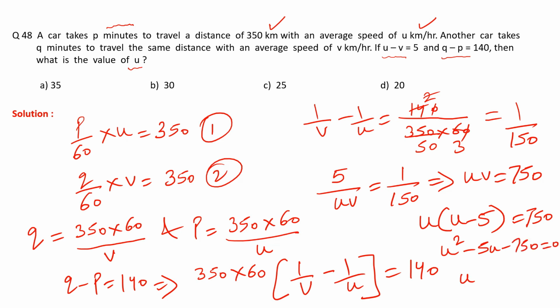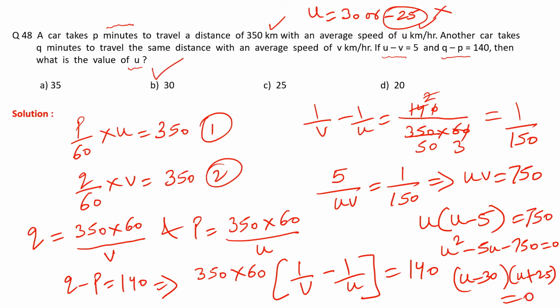And when we factorize, we get (u minus 30) into (u plus 25) equal to 0. So this finally gives us u as 30 or minus 25. Now obviously minus 25 would be rejected. So our correct answer is 30 km per hour. So that means the value of u is 30 km per hour. Fine. Now we move to our next problem.